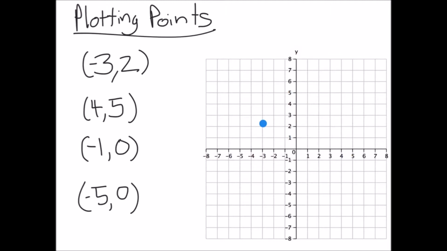Next we're going to do 4, 5. That means 4 in the x direction, right 4, 5 in the y direction, up 5. So right 4 and up 5 will put us about here.